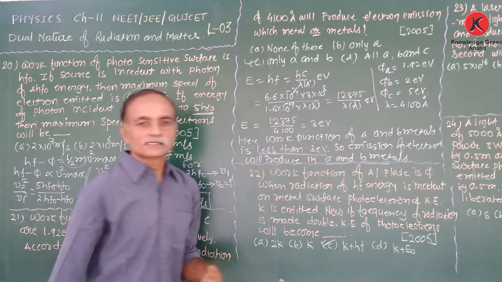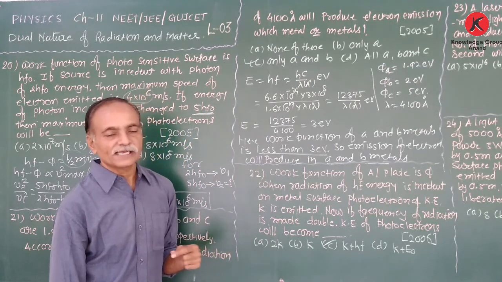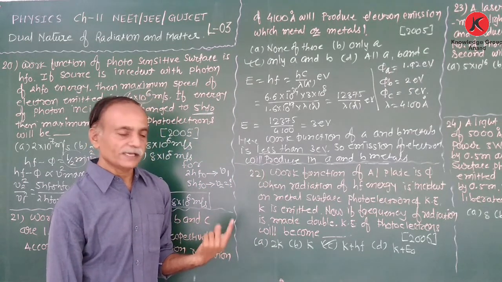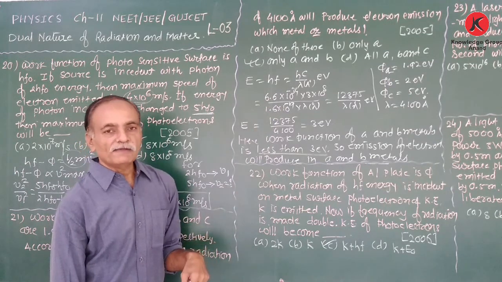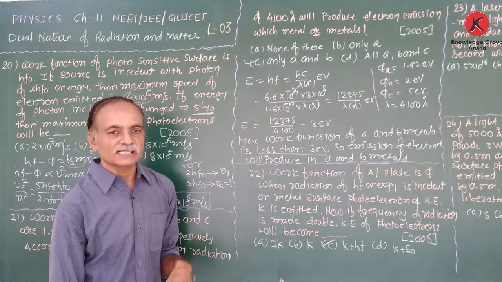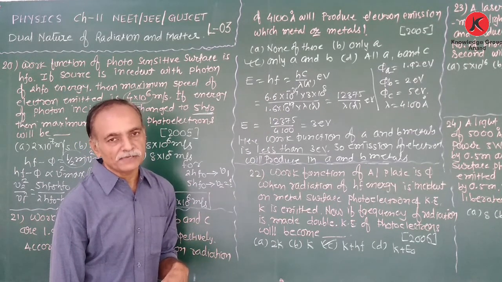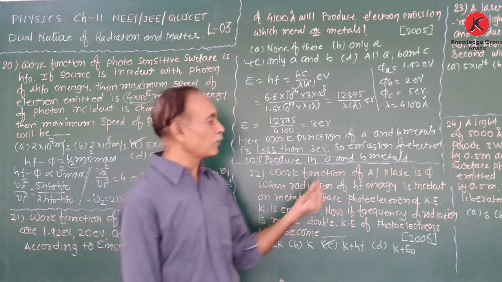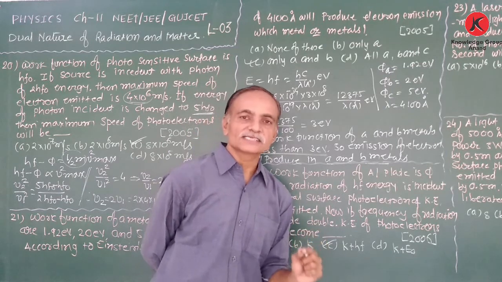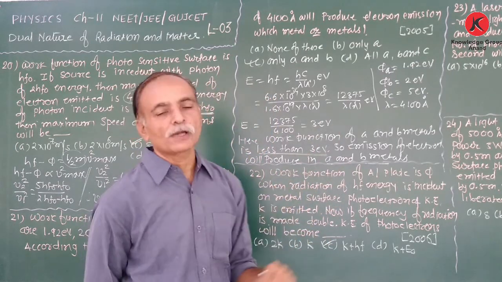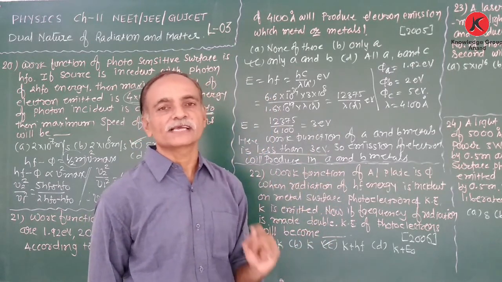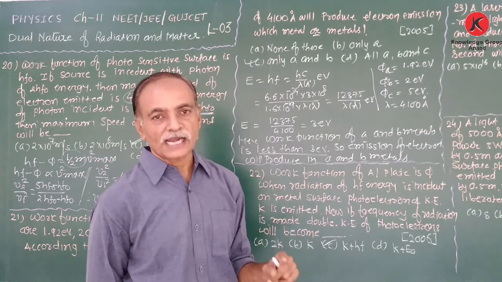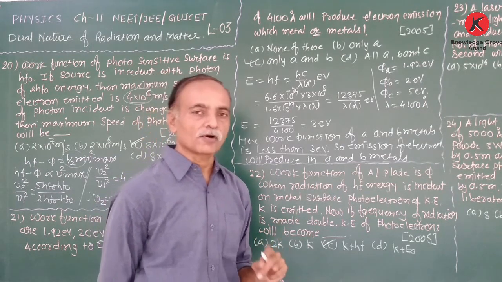Therefore, photoelectrons are emitted in metals A and B if light of wavelength 4100 is incident on them, but C can't produce the photoelectrons because the work function for metal C is 5 electron volt, but the incident energy is only 3 electron volt. Therefore, C can't produce the photo emission of electrons.